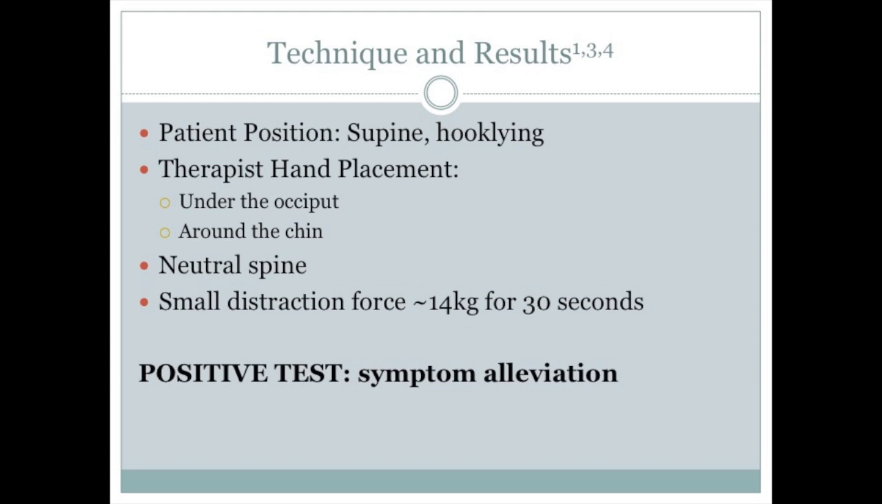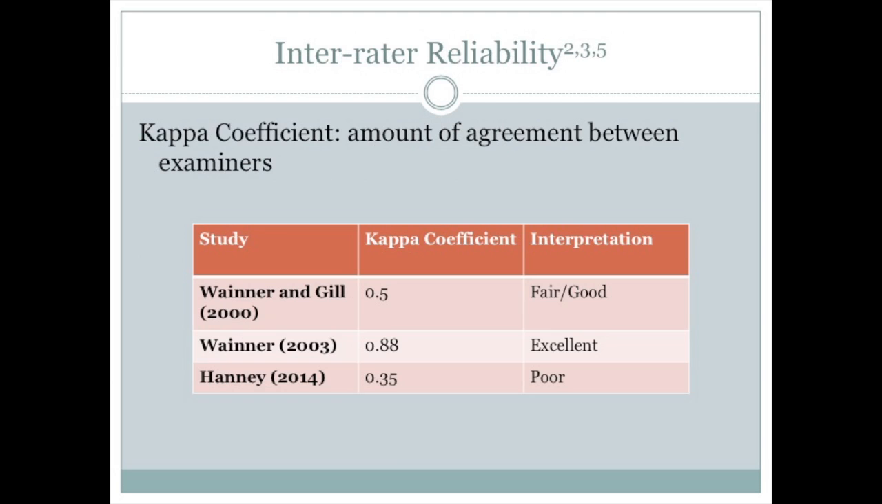There are conflicting sources on the best way to perform this test. Some report the patient in sitting, but the studies reporting reliability and validity support the test protocol in supine. The 3 studies listed here all reported inter-rater reliability in the form of a kappa coefficient. This statistic reports the amount of agreement between raters. The closer to 1, the better.